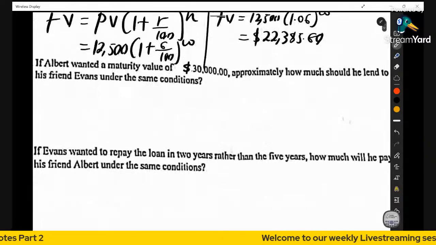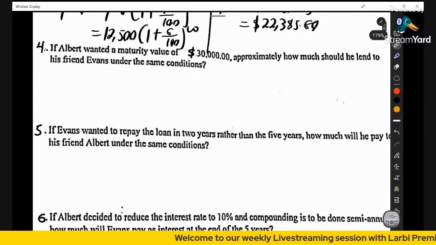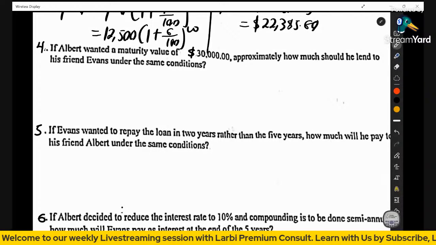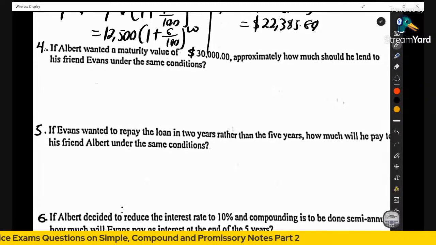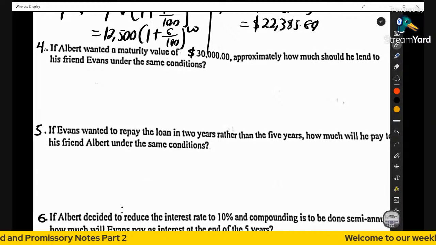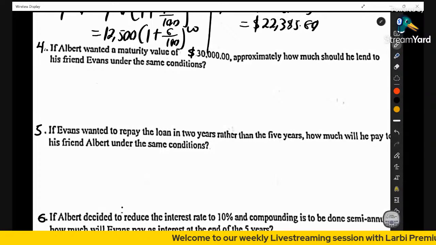Then question number 4 goes like, if Albert wanted a maturity value of $30,000, approximately how much should he lend to his friend Evans under the same conditions? So here lies the case, they are bringing a change. These are some of the issues where the examiner can put you in a corner to think. They wouldn't use the same information to help you calculate. No, they will throw in a change in the figures and use other information given to compute whatever they are asking you to do.